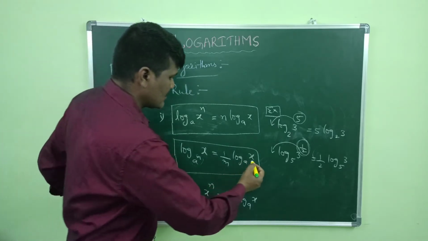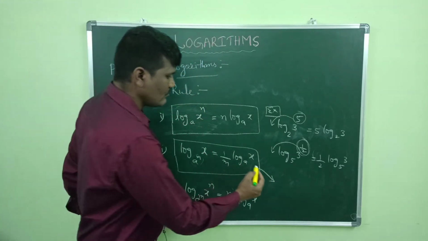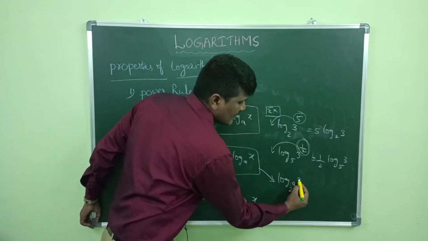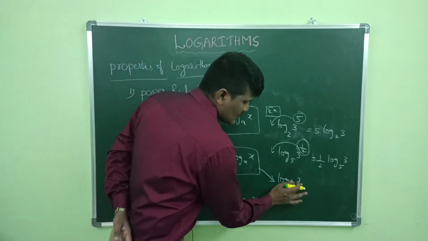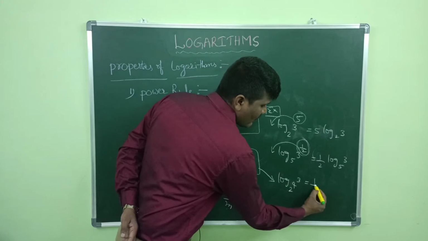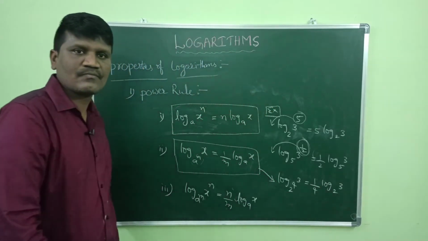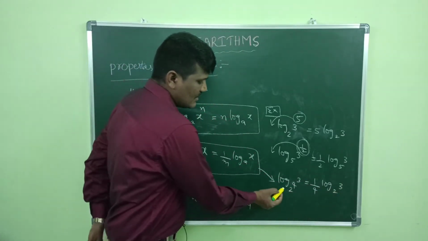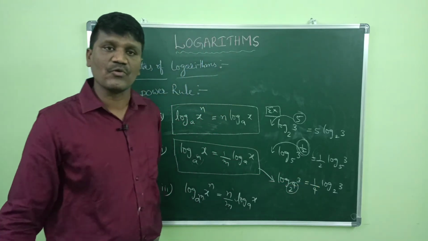Let us see some examples. An example for this is log 2 power 4 of 3. What can I write here? Log 2 power 4 of 3 is equal to 1 by 4 log 3 to the base 2. Here the power is in the base, so I am writing 1 by 4 in the denominator.